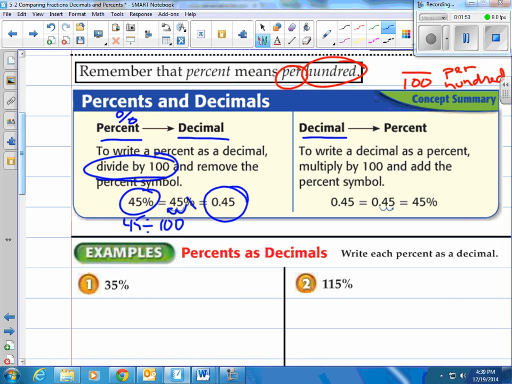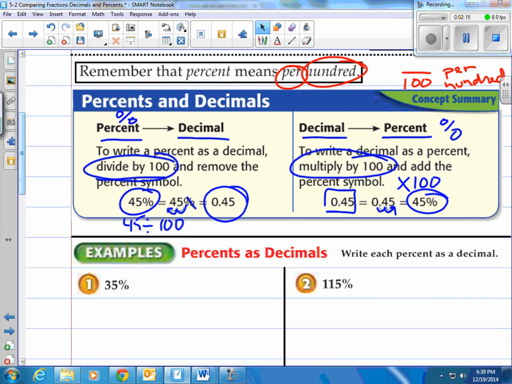Likewise, when we take a decimal and we change it to a percent, we're going to be multiplying by 100. For instance, if you take the 0.45 that we have, and we want to change that to a percent, we would be multiplying by 100. And what that does is moves the decimal over 2 spots. Then we put our percent on it.